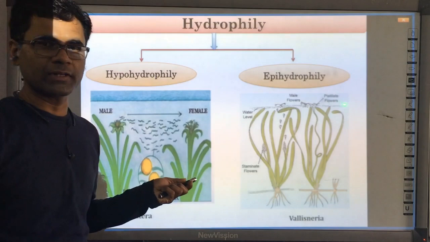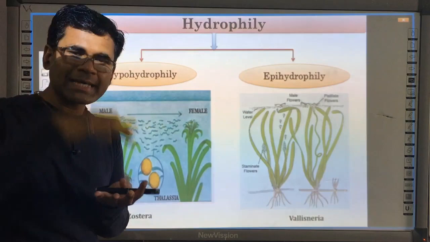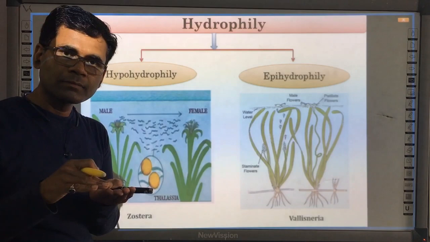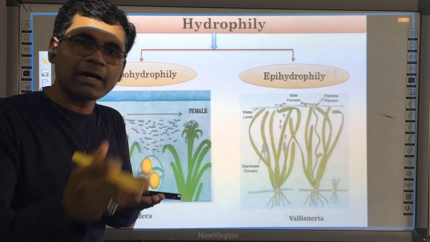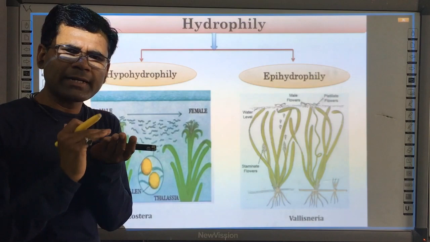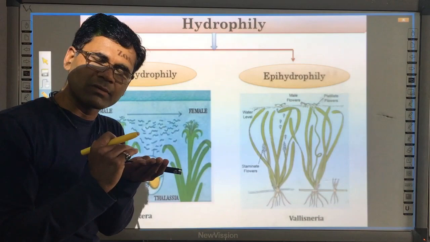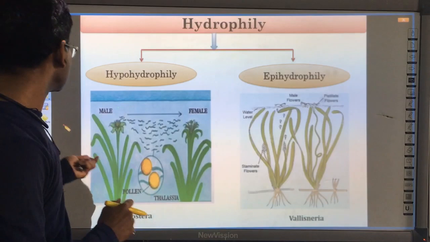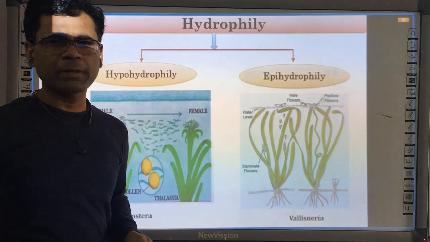Hypohydrophily means the pollen grain is released inside the water, travels inside the water, and reaches the stigma which is present inside the water. The pollen grain does not come to the surface and does not float on it. The pollen grain remains in the water and keeps on floating in the water. It is called hypohydrophily, hypo meaning inside. One of the best examples is sea grass, that is Zostera.